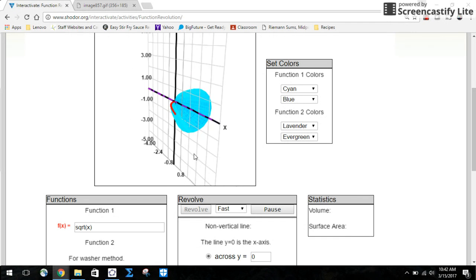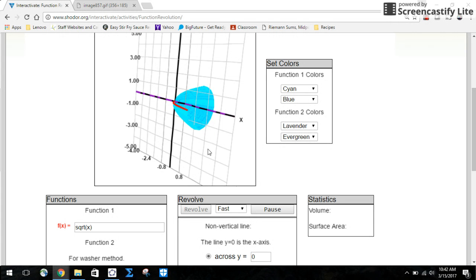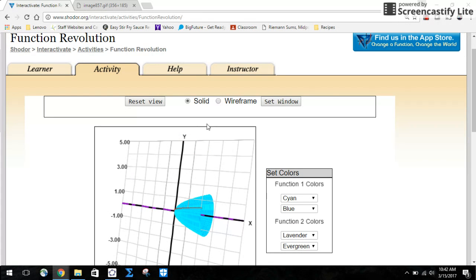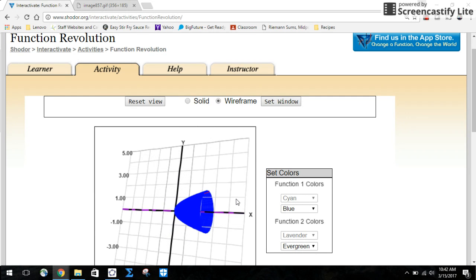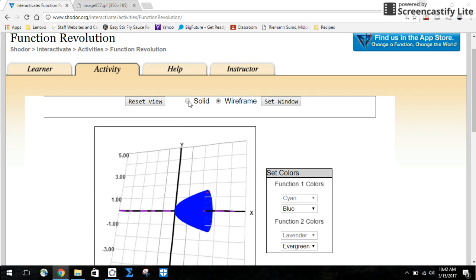And if I switch to, I think this is the solid of revolution, I'm going to switch to the wireframe just so you can see it with a little opening. So now I know this looks hollow, but the idea is not that it's hollow, but that we are taking this three-dimensional shape and creating a solid, and that solid has a volume.